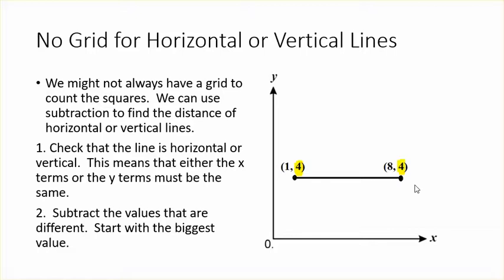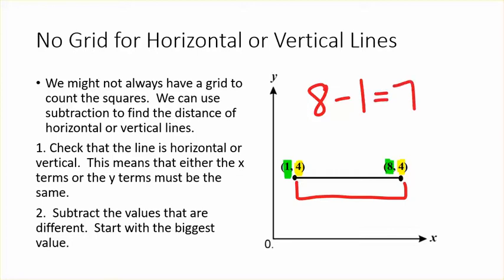Then step 2 says subtract the values that are different. Start with the biggest value. So I notice my x terms are different. I start over here at x equals 1, and then I finish at x equals 8. So what I need to figure out is how far it is from 1 to 8. In order to do that, I subtract. So 8 minus 1 gives us a length of 7. From 1 to 8 is a difference of 7.